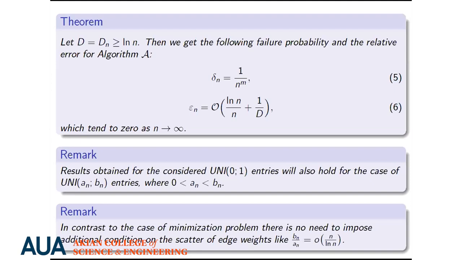And it must be noted that similar results are obtained for the uniform distribution on the interval a sub n, b sub n, since we can always reduce the problem with arbitrary a_n and b_n, which hold these inequalities, to normalized random variables, which are distributed on the interval from 0 to 1. And in contrast to the case of the minimization problem, there is no need to impose an additional condition on the scatter of edge weights like there was in the work of 2023.